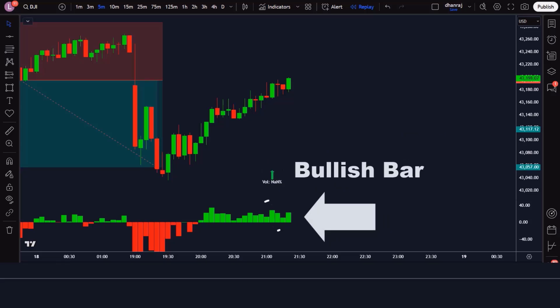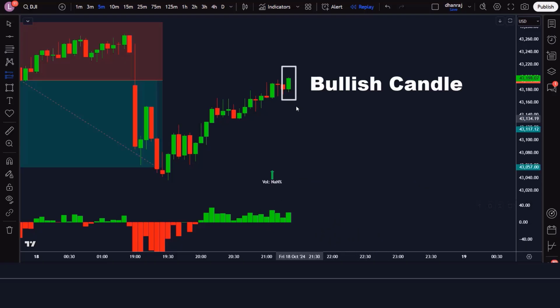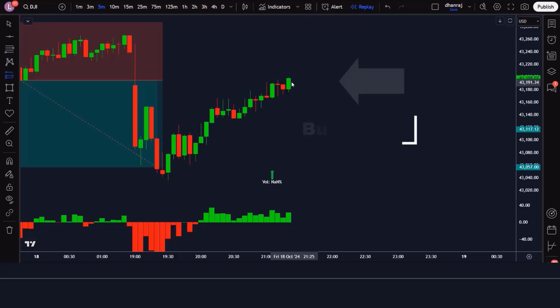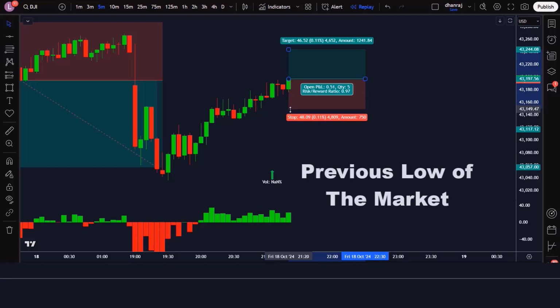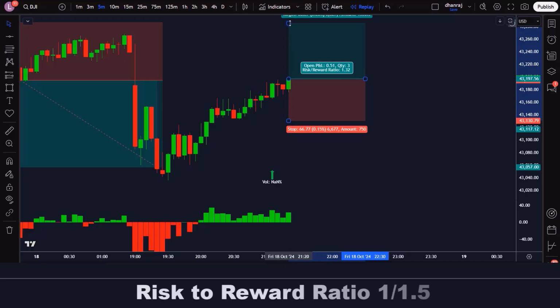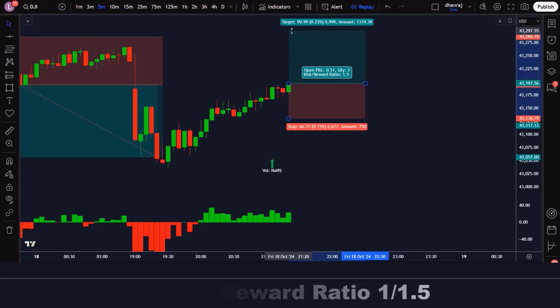Here the EMA Oscillator Indicator shows a bullish bar. Here the market has made a bullish candle to give confirmation. So all our conditions are being fulfilled, so we are placing an order to buy. Our stop loss is to be placed at the previous low of the market. And the risk to reward ratio will be 1:1.5.